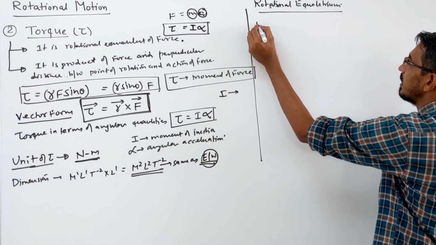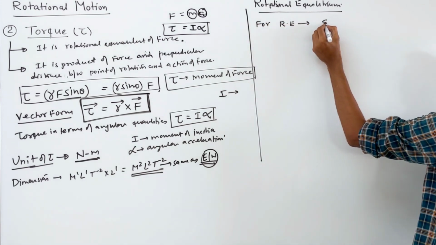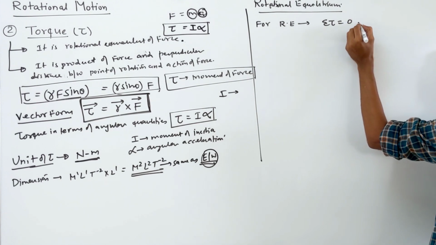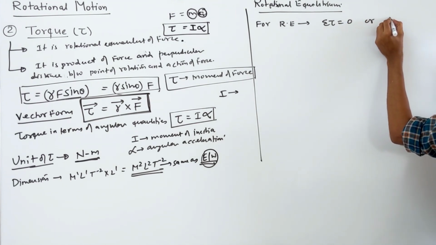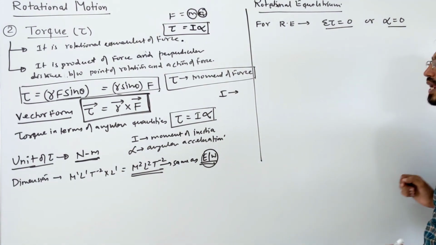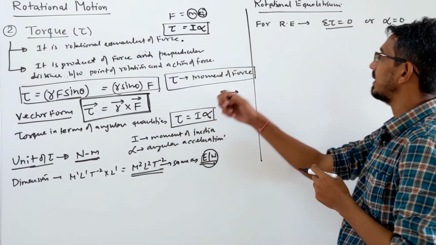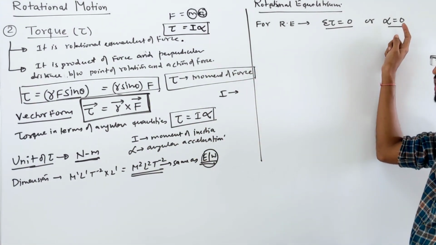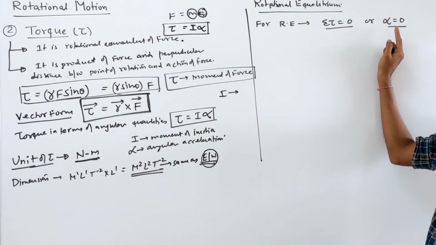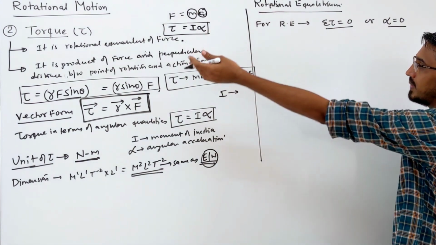So, for rotational equilibrium, what condition do we need? The net torque acting on the system should be 0, or you can also say that the net angular acceleration alpha should be 0. Both ways you can say. Either you say the net torque acting on that system should be 0, or you say the net angular acceleration of that system should be 0. Correct?